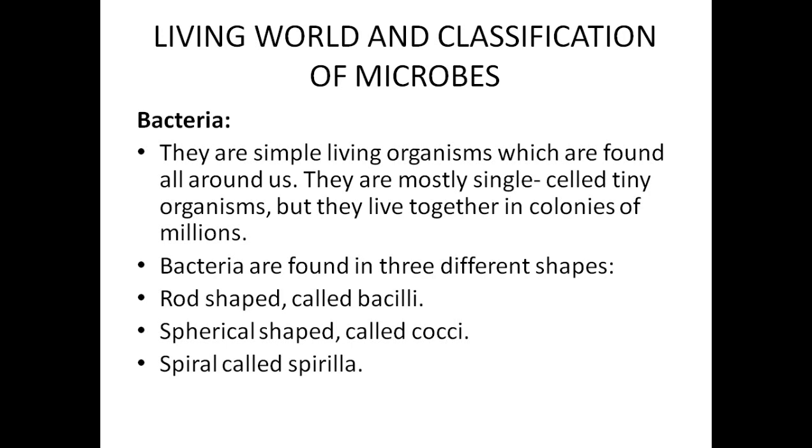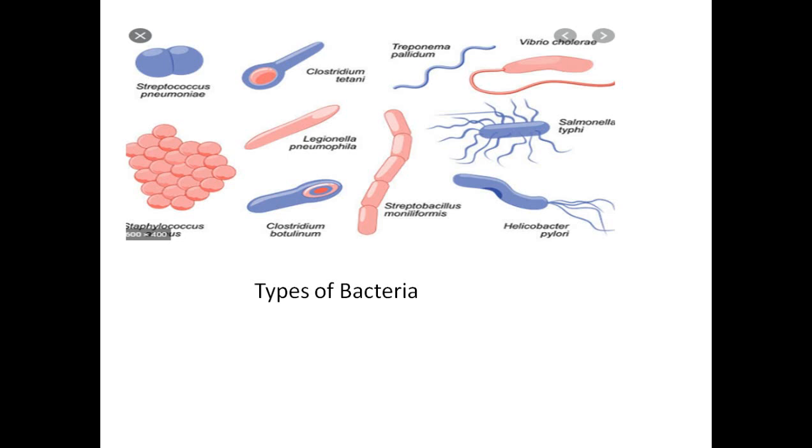On the basis of shape, they are divided into three parts: rod shaped, spherical shaped, and spiral shaped. You can see the images here, given of a few bacteria. You can see this is a cocci. Cocci, bacilli. Bacilli is rod shaped. And some have a spiral shape. Some are comma shaped also. Vibrio cholerae is a comma shaped bacteria. So several types of bacteria are found in our nature.